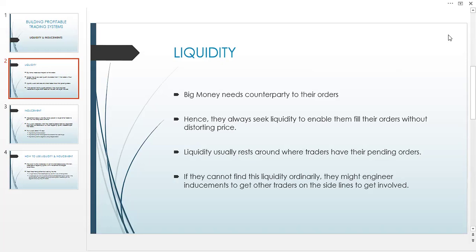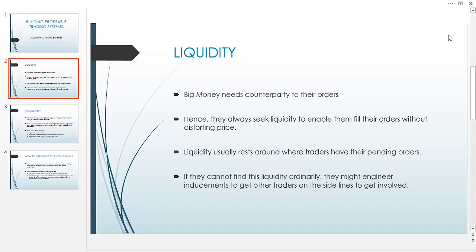But more commonly, what they usually do is anticipate where traders have their pending orders. This could be your stop loss, it could be your take profit, it could be limit orders, buy stops, sell stops. So anywhere that there are orders, that is where liquidity is going to be hanging around.